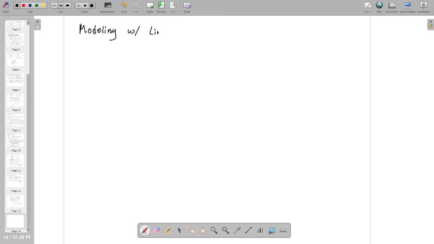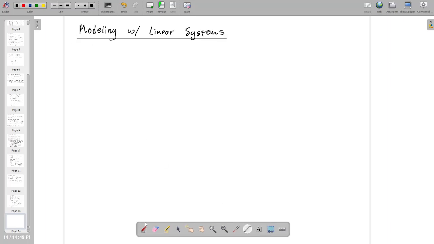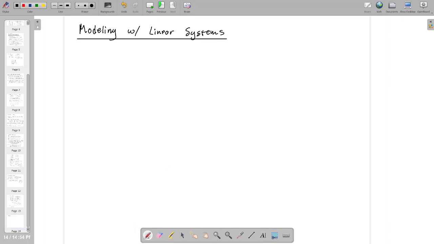Last topic I'm going to cover is modeling with linear systems. Now for this topic, I'm just going to cover one example that we did last section because it's exactly the same. When you model with a system, you're still modeling with a system like we did before in previous sections.